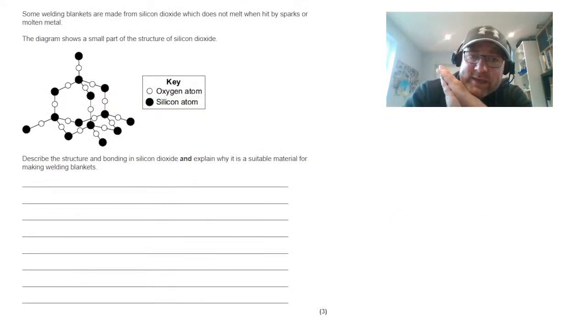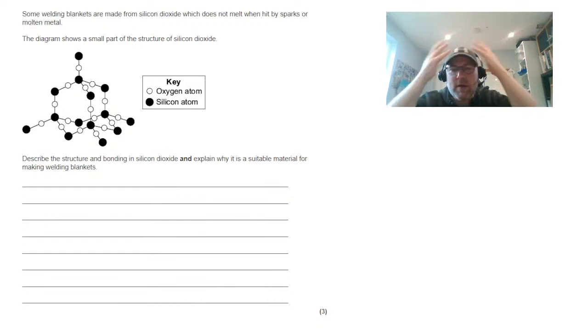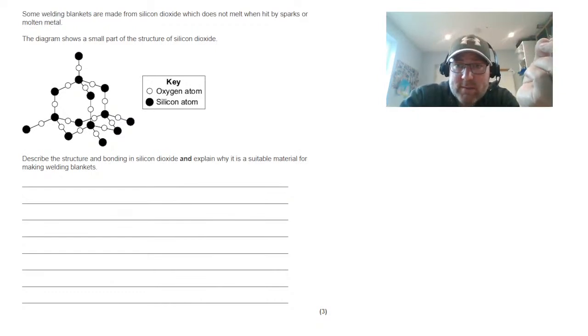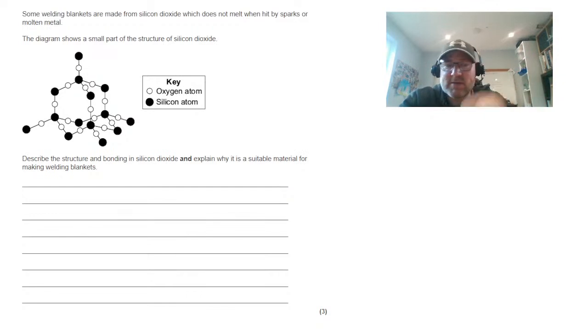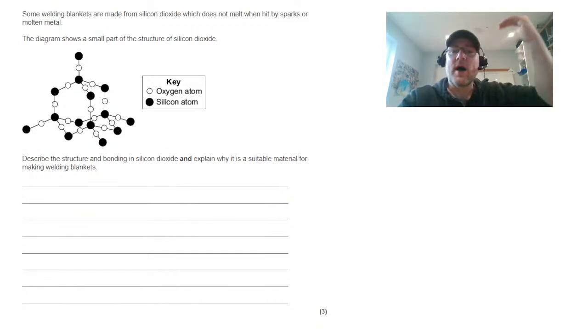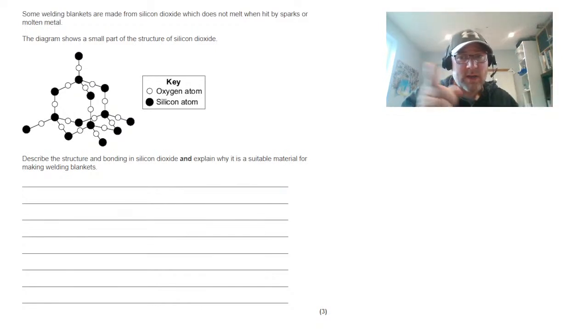Describe the structure of silicon dioxide and explain why it's suitable for making welding blankets. People say, oh my God. Right. Welding involves a lot of heat, and it tells us up the top here some welding blankets are made from silicon dioxide, which does not melt when hit by sparks. If it doesn't melt, it's got a high melting point. What's the structure? If you've got a high melting point, you must be a giant structure. Lots of strong bonds, lots of energy needed to break.